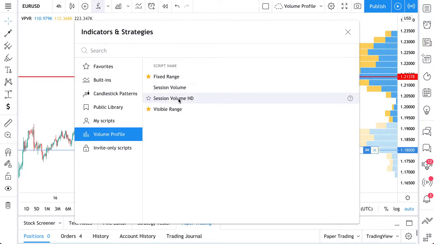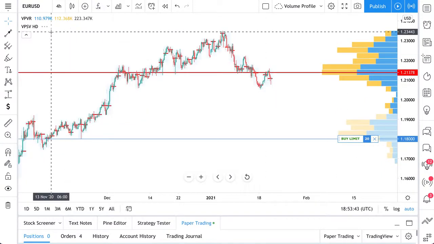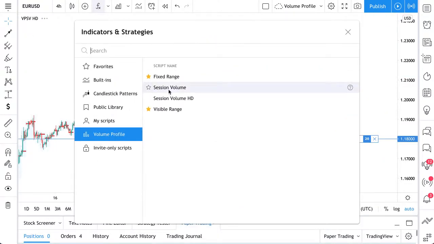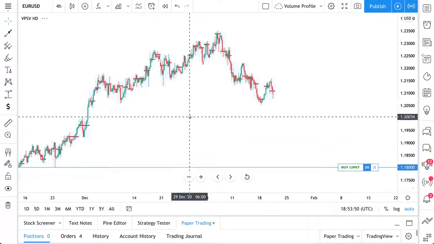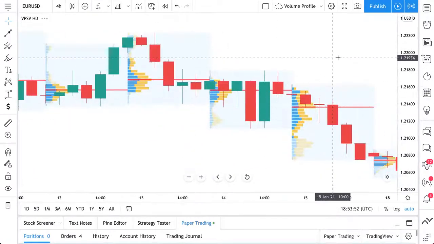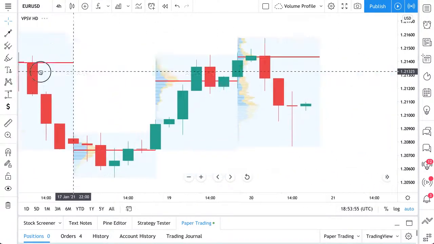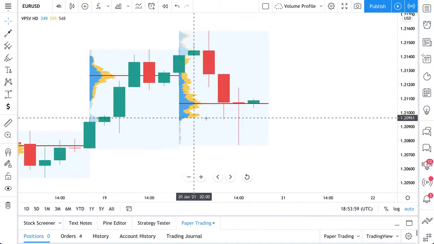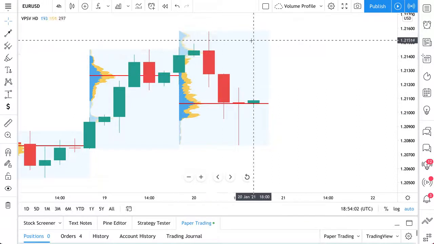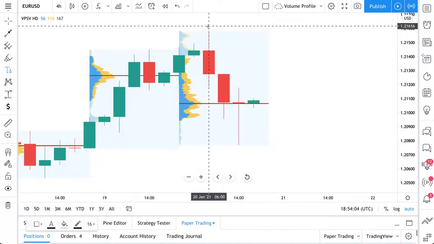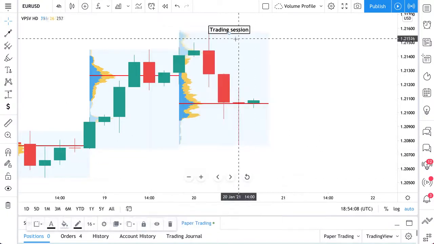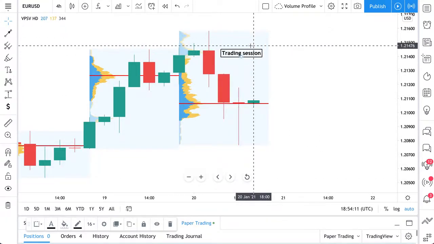Now we'll show you one more example in this video, and this is with Session Volume HD. Session Volume and Session Volume HD show you how much volume was traded throughout a specific session, right? So see how this blue area shows you the volume profile? This is a single trading session. We'll actually write this note. This is a trading session. So this is a single trading session, this blue area.